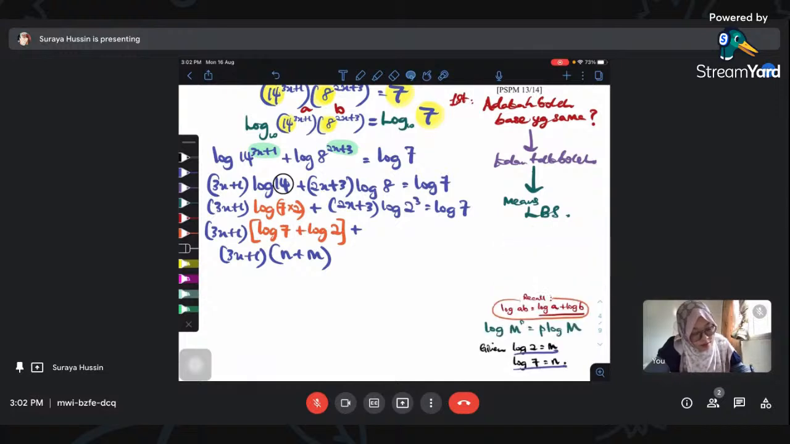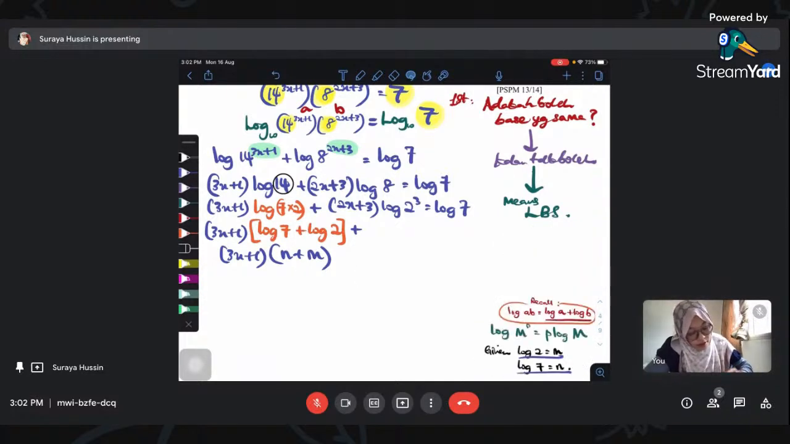Got no space. Cut terus. Jangan cut. So now, saya salin sahaja ya. And then I times this. I will get 3 log 2. Sebab dari sini, saya bawa turun, kuasa 3 ni turun, saya akan dapat 3 di sini. And the rest of it, I copy it back, log 7.